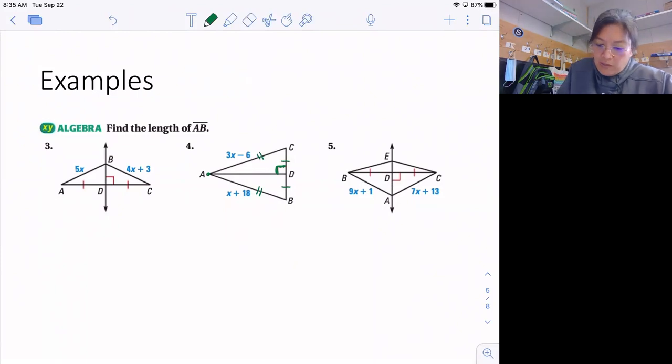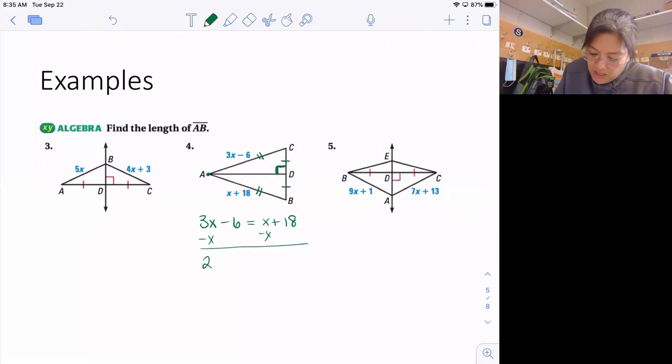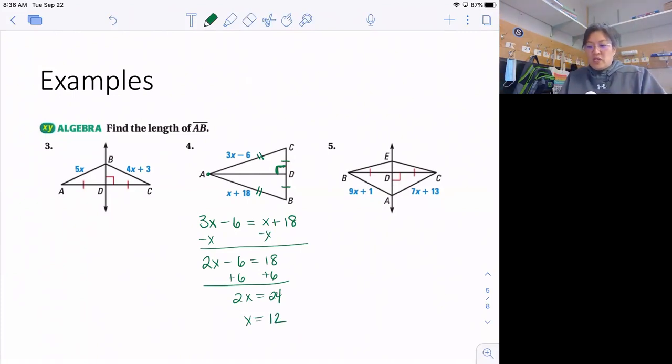So now we're just going to set up our equation. 3x minus 6 equals x plus 18. I'm going to subtract x from both sides. 2x minus 6 equals 18. Add 6. 2x is equal to 24. x is equal to, ding, ding, ding, 12. You got it. All right. I want you to pause. Pick one of the other 2 problems to do.